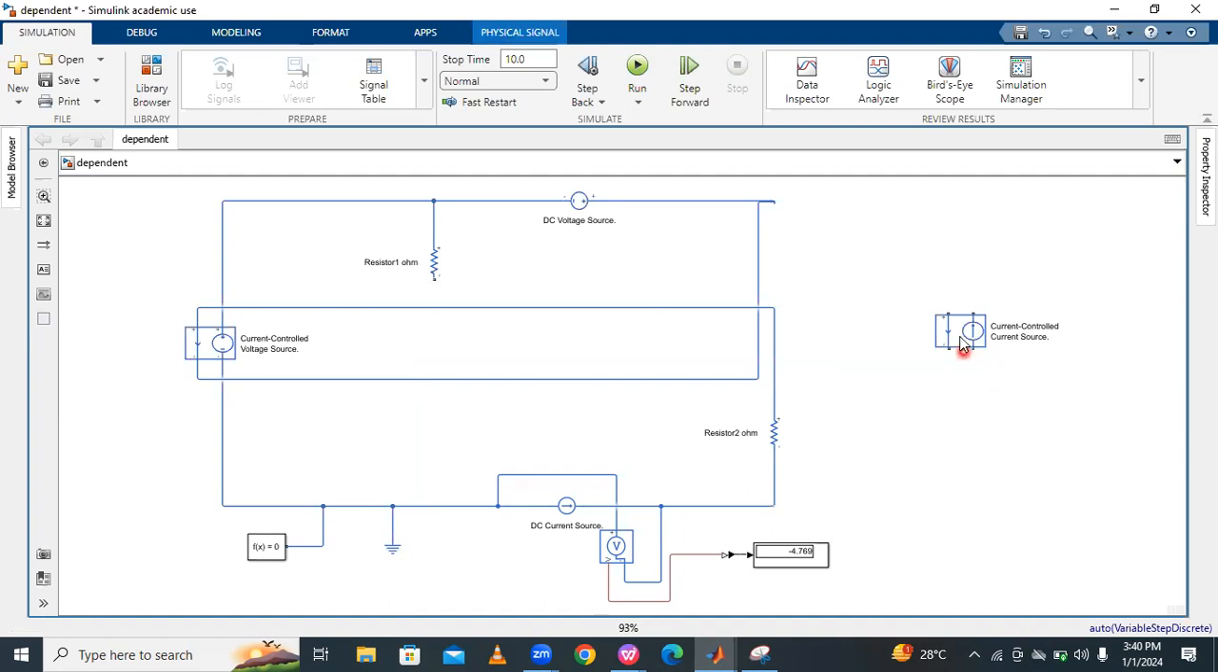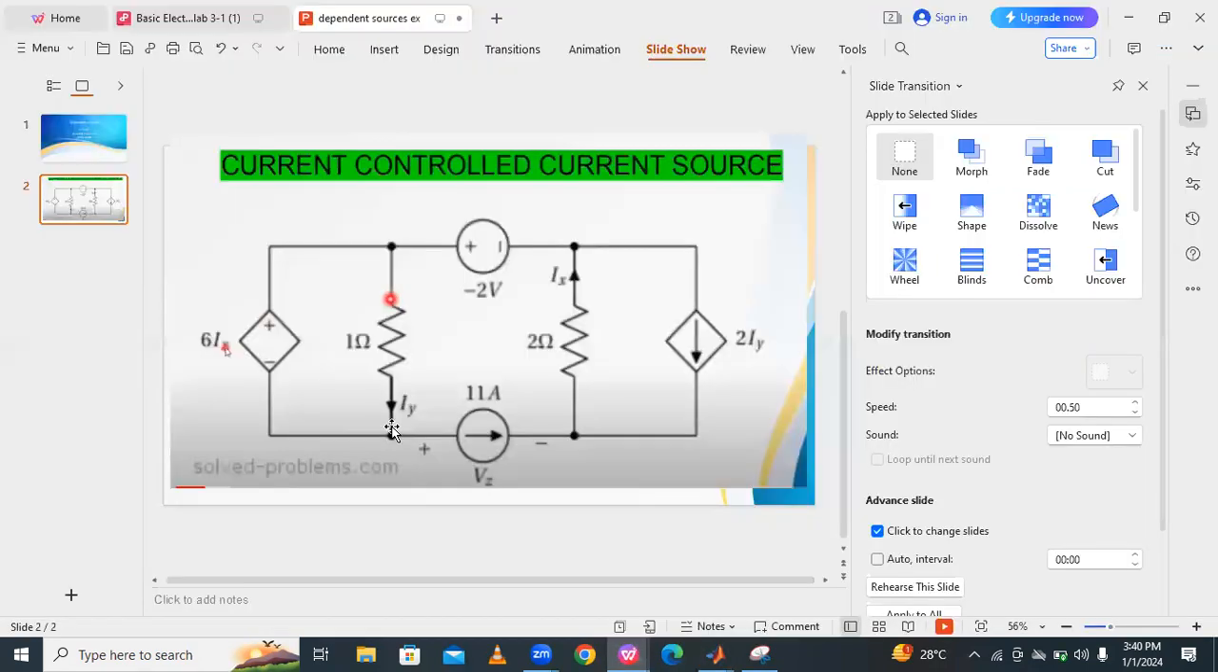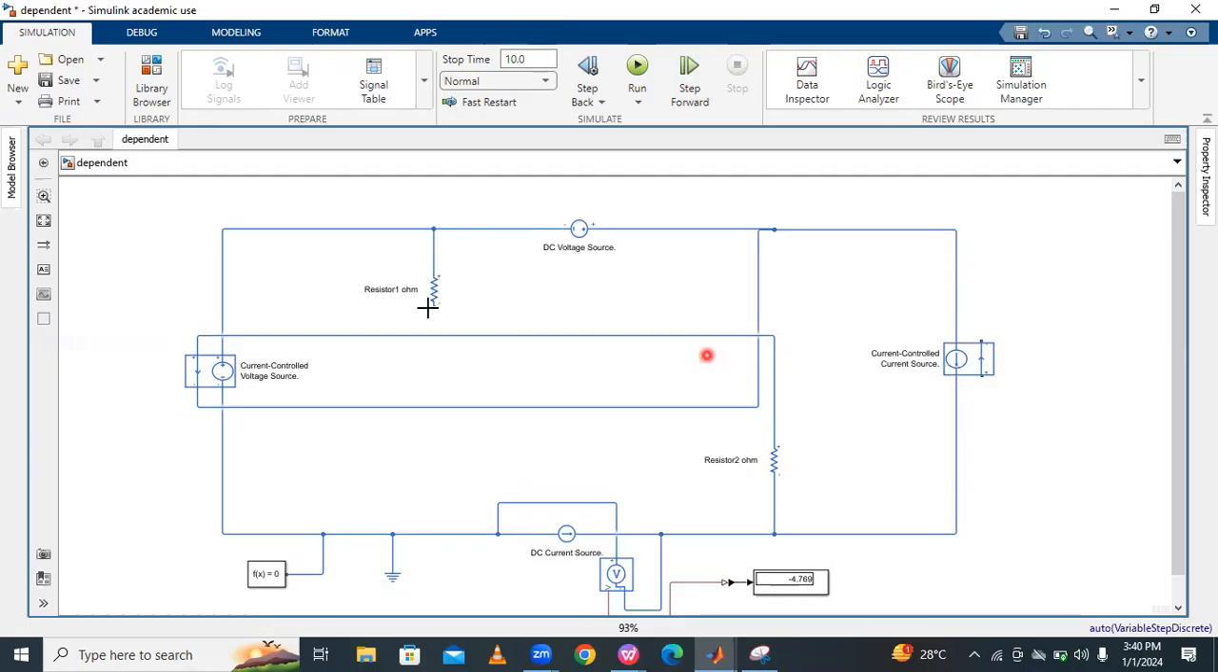And rotate like this. Current is downside. Okay, connect again in this way. The circle represents current direction. Current is downside direction, and here the current is downside direction. That's why current leaving from 1 ohm resistor and then current flows into this dependent source. So that's why this connection is required like this.